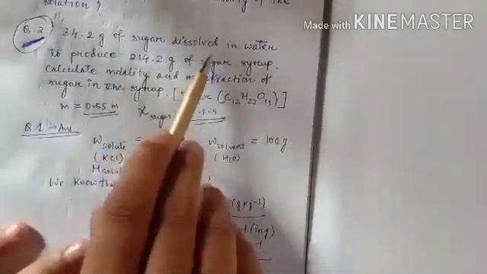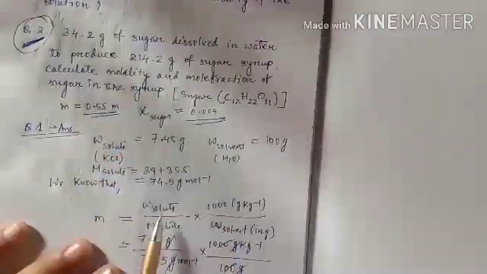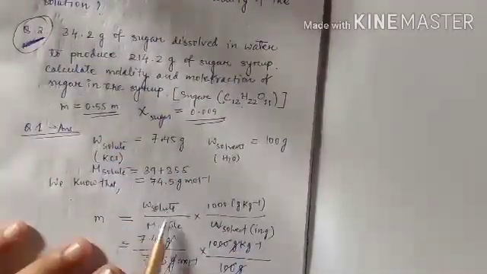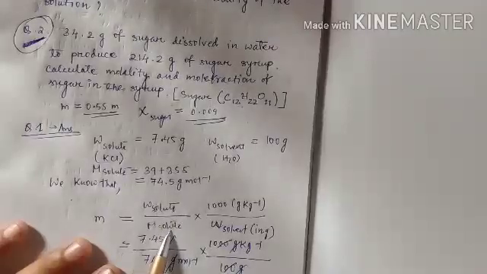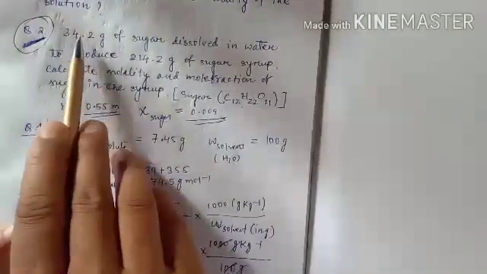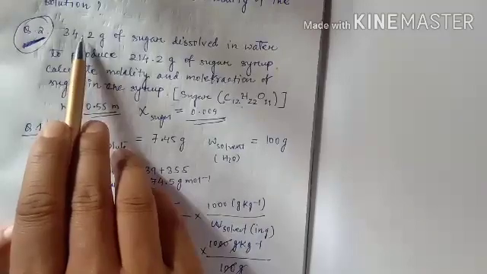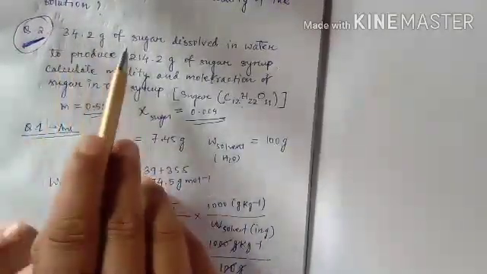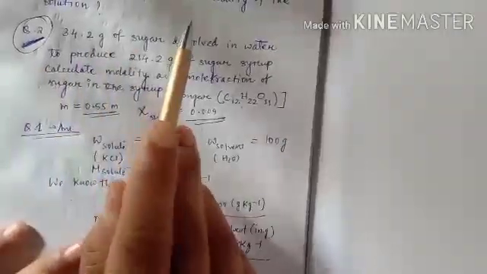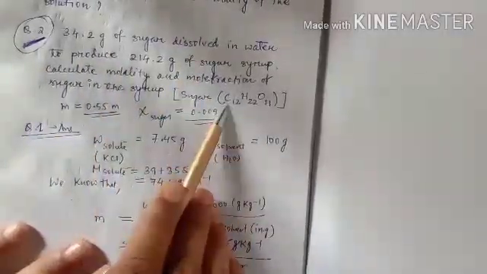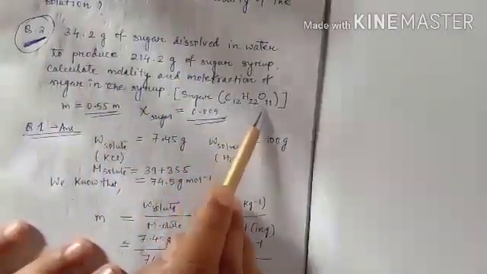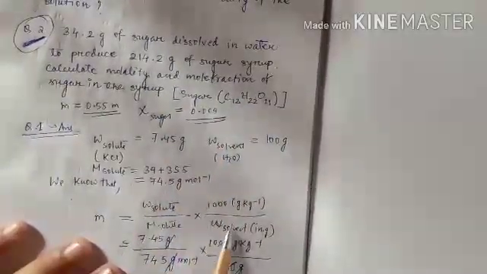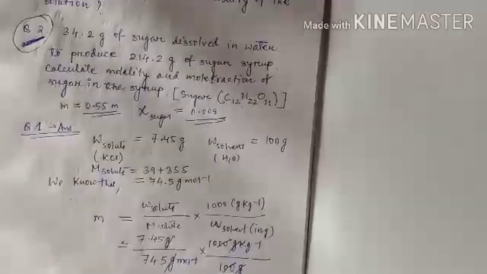We require the mass of the solute and the molar mass of the solute. The question already indicates the mass of the solute. So you have to find the mass of the solvent and the molar mass of the solute. The chemical formula of sugar is C12H22O11. So you have to find the molar mass of this. Then you put these values in this equation, and you get the molality.